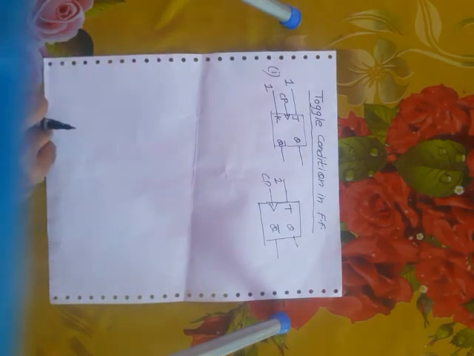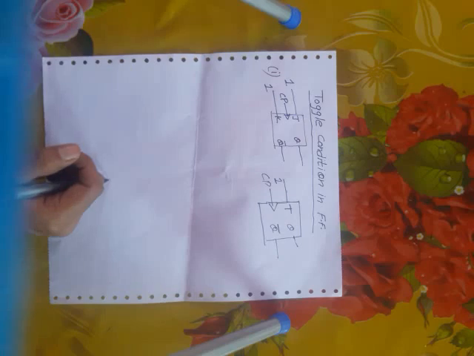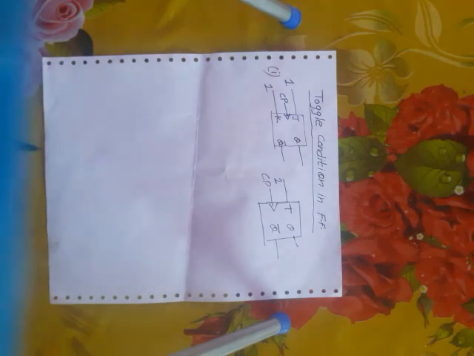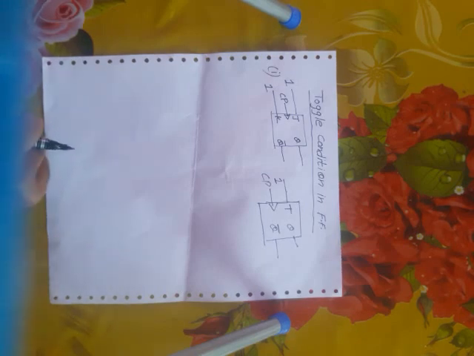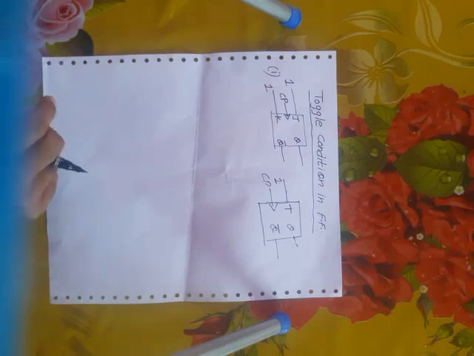But can you imagine? You can also get the toggle condition in an SR flip-flop. Toggle means if Q is 0, Qn plus 1 will be 1, and if Q is 1, Qn plus 1 will be 0. Means Qn plus 1 equals Q bar.